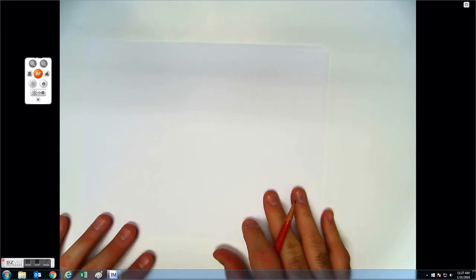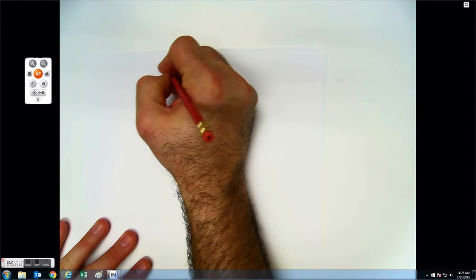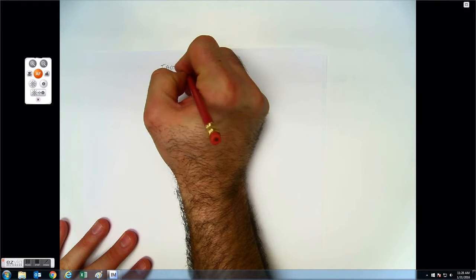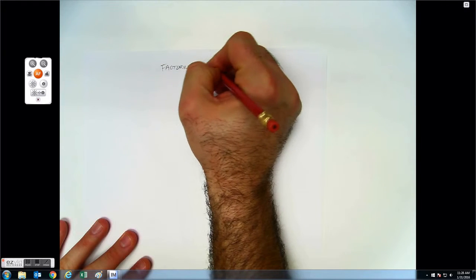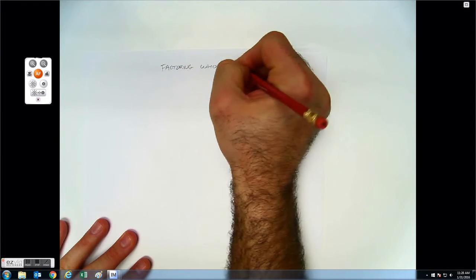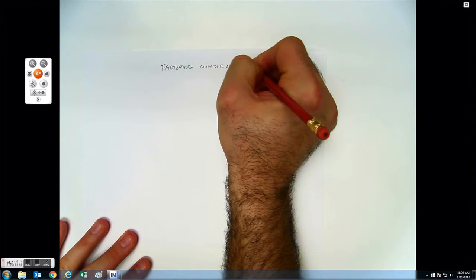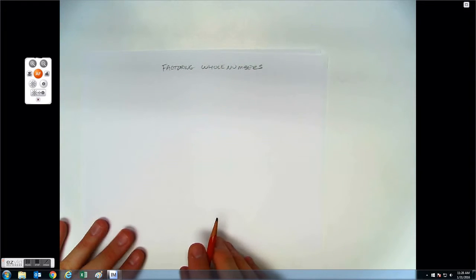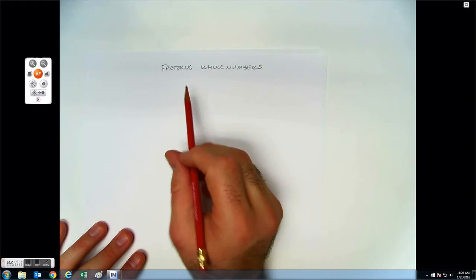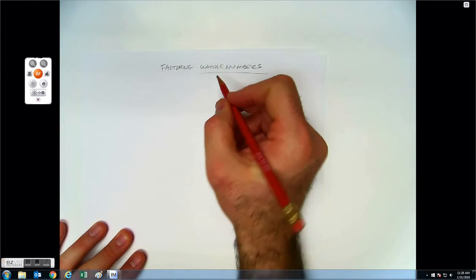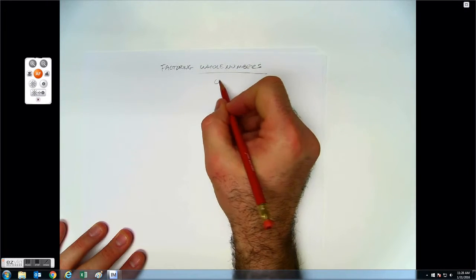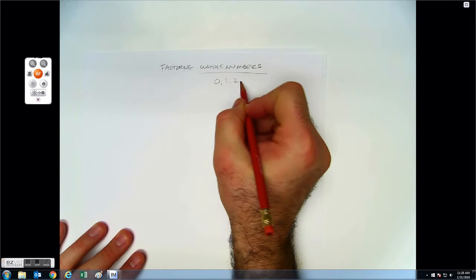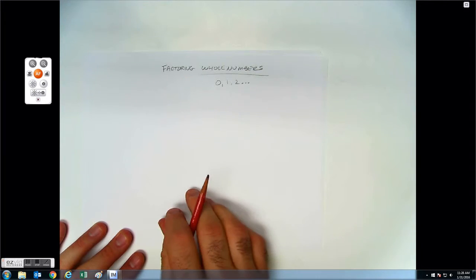Factoring whole numbers. Alright, let's look at section 2.1, factoring whole numbers. Now let's look at what this means very quickly. Well, what we know for sure is that whole numbers are, back from chapter 1, 0, 1, 2, etc.